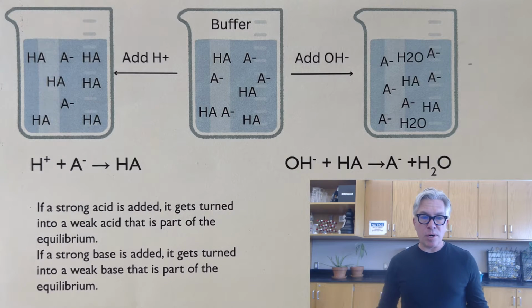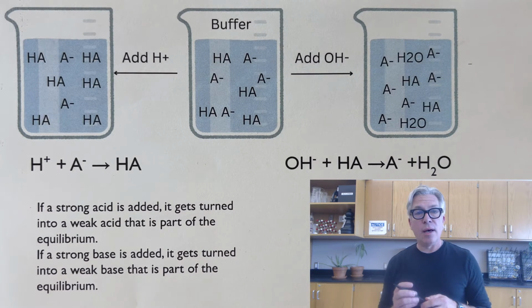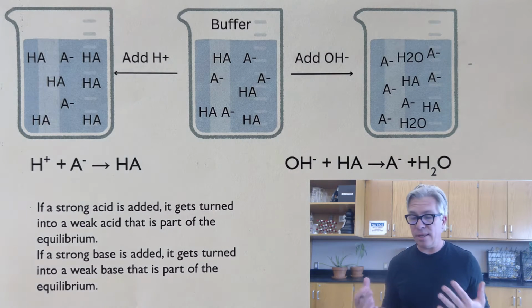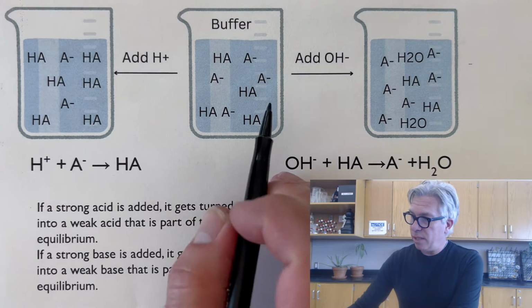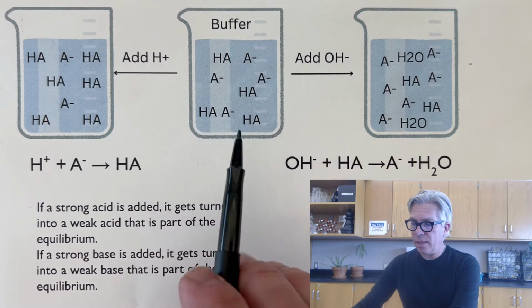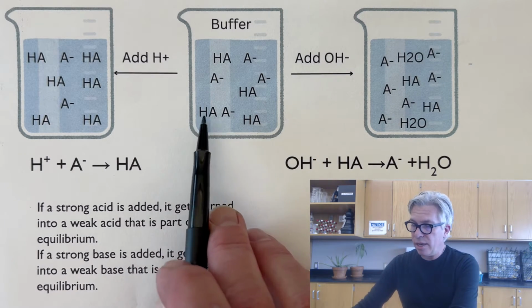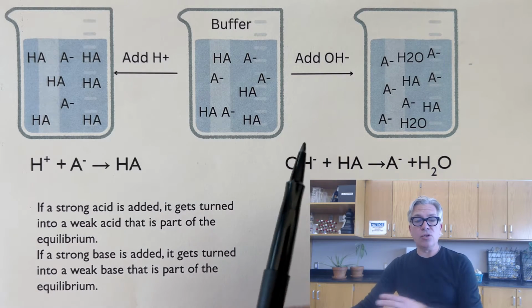So how does a buffer work? I have a couple of representations that hopefully will help to show how a buffer does both. It's able to absorb acid and base without a measurable change in pH. So here I have, pictured in the middle, a buffer. And it's got a weak acid, so far it's generic, HA, and its anion, and they're in equal amounts, 4 of each in my drawing.